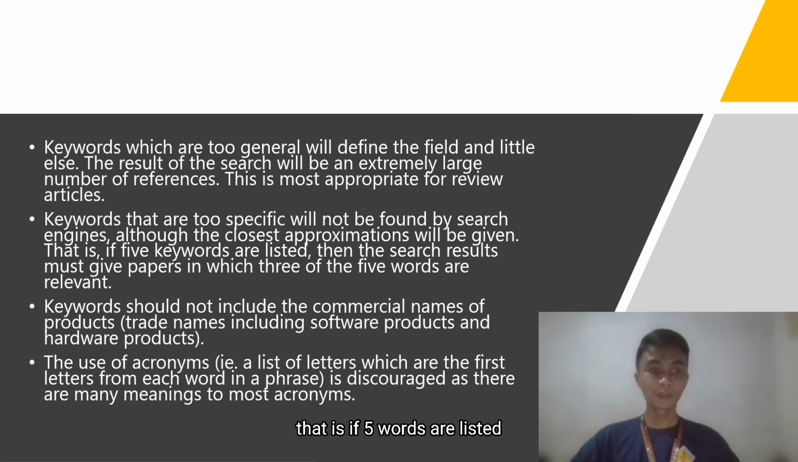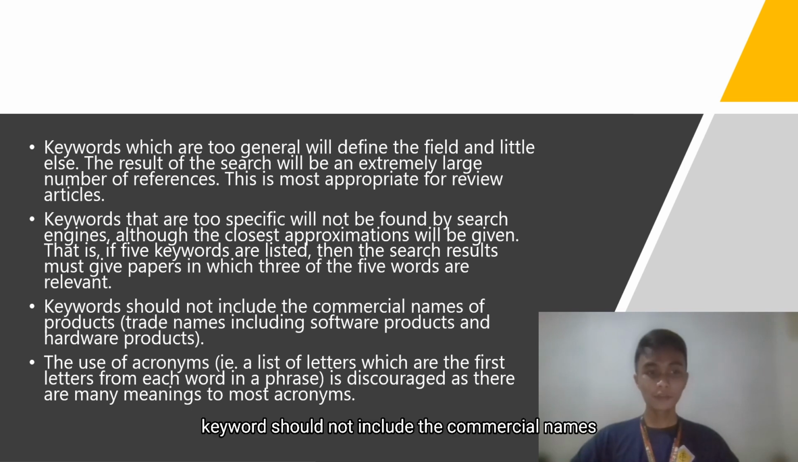That is, if 5 words are listed, then the search results must give papers in which 3 of the 5 words are relevant. Keywords should not include the commercial names of products, for example trade names including software products and hardware products. As most papers are confined to 5 keywords, care should be taken to use terms which are well accepted in the discipline. The use of acronyms, in other words, a list of letters which are the first letter from each word in a phrase, is discouraged as there are many meanings to most acronyms.